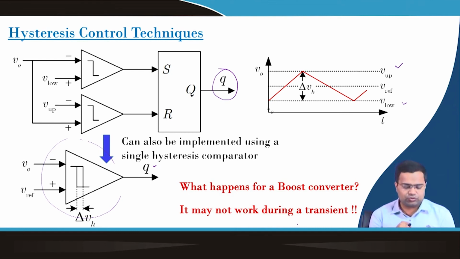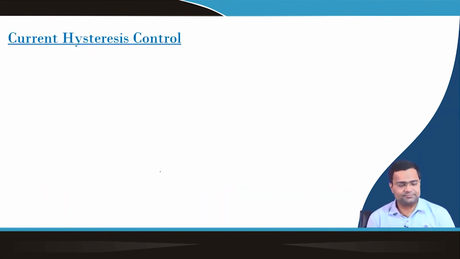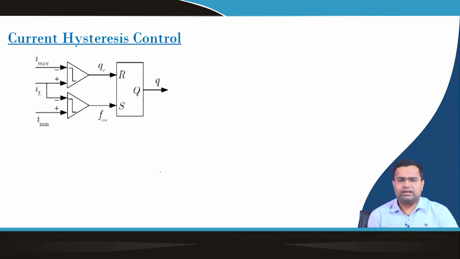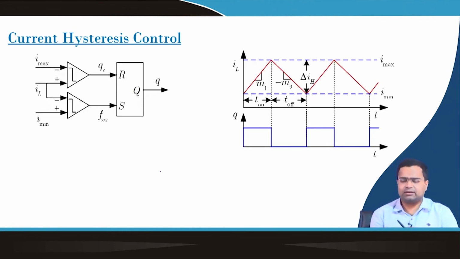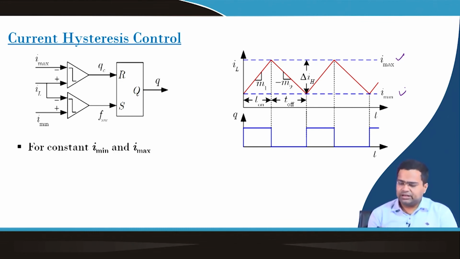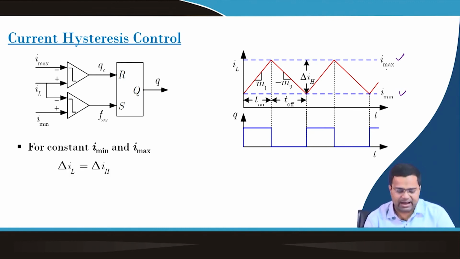So, that is why for this boost converter, the voltage hysteresis control should not be directly used unless we put a duty ratio limit or a switch limit. That means, in general the switch will remain on and the inductor will saturate during a step up transient. So, for current hysteresis control we can consider the inductor current, and again we can keep the inductor current between the upper and lower value, the maximum and the minimum value, and if we use a fixed current reference, like an upper and lower, then the inductor current ripple can be made equal to the current hysteresis band.